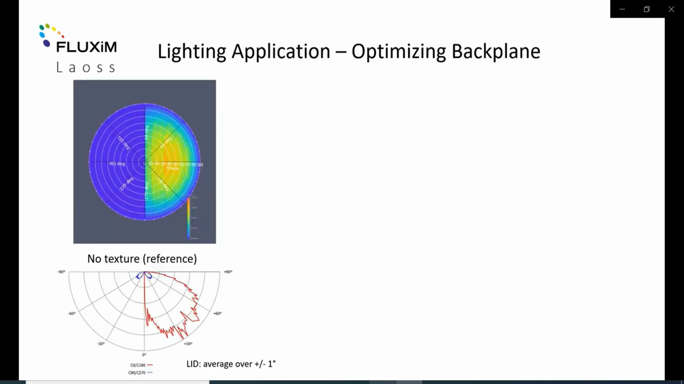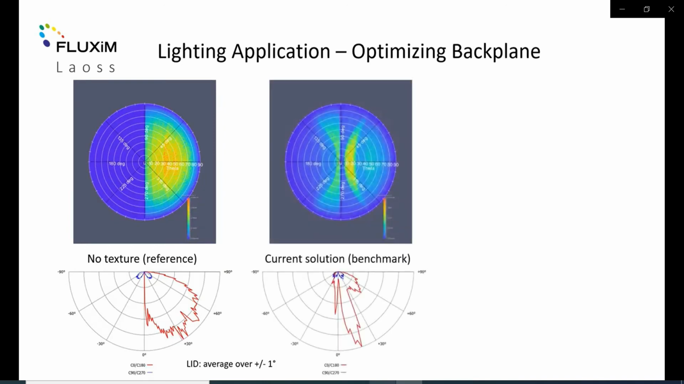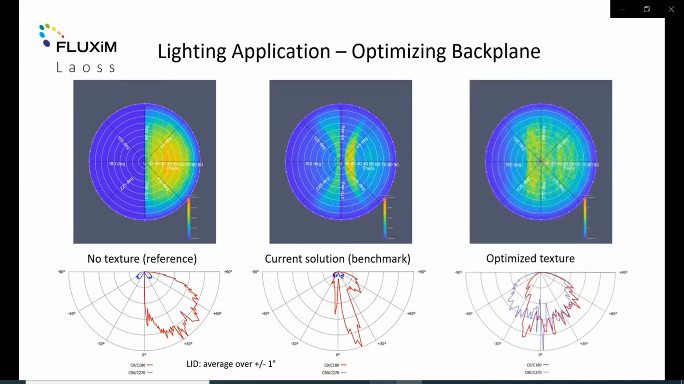The reference structure without any texture is only emitting into the upper hemisphere. The current solution used in the application distributes the light much better. By further optimizing the backplane texture in Laoss, even more uniform light emission can be obtained.